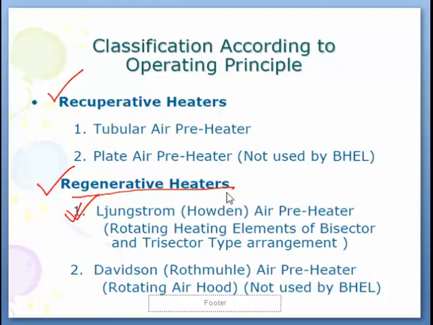Recuperative air preheaters are of two types. One is the tubular type of air preheater, and the second one is the plate type of air preheater. Regenerative has two classifications. Broadly, it is the Ljungstrom that is used, and the second one is the Davidson or Rothemühle air preheater. So by and large, the air preheater used in power plants is the regenerative type, and that is the Ljungstrom air preheater.